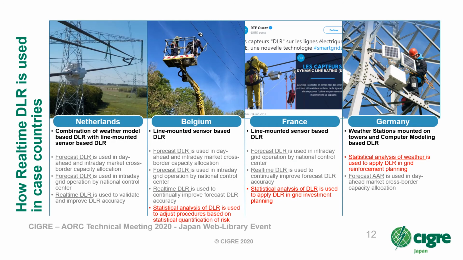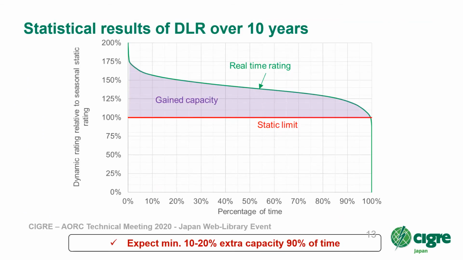The accumulation of real-time data, so historical data, can also be used in statistics-based decision-making. For example, in Germany and France, the benefit of increased capacity by dynamic line rating is used for long-term grid investment planning. We've been doing this for over 10 years now, and we know that generally, this monitoring technique gives you more than 10 to 20% extra capacity most of the time.